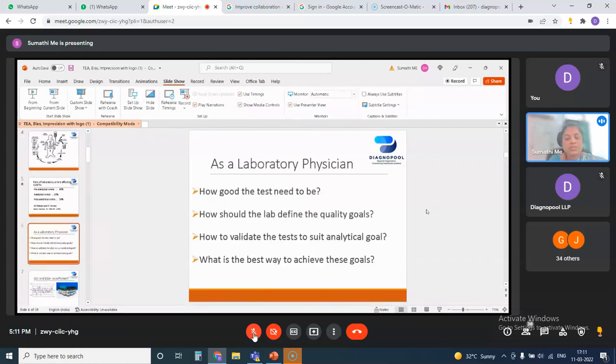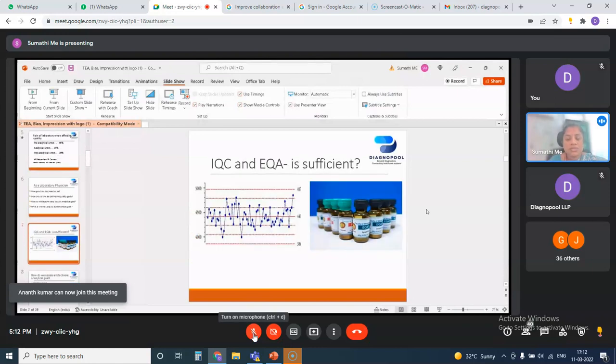So as a laboratory physician, all of us wonder how the test should be, to what extent the test should be to say it is of good quality, how the lab should define these quality goals, how to validate this test to suit the existing analytical goal, and what is the best way to achieve these goals. So all of us have this question in our mind to answer all those things.